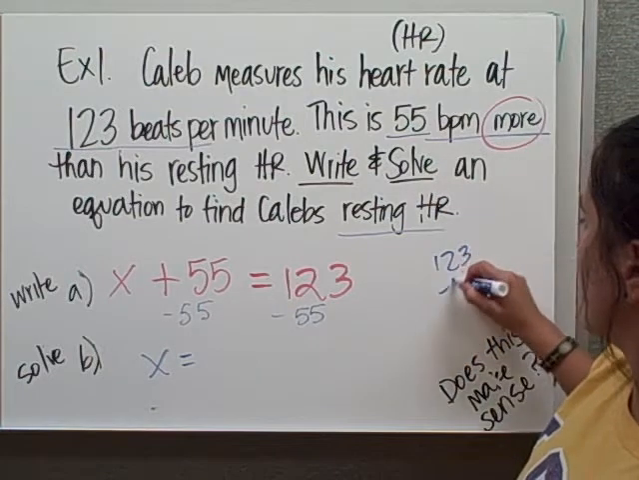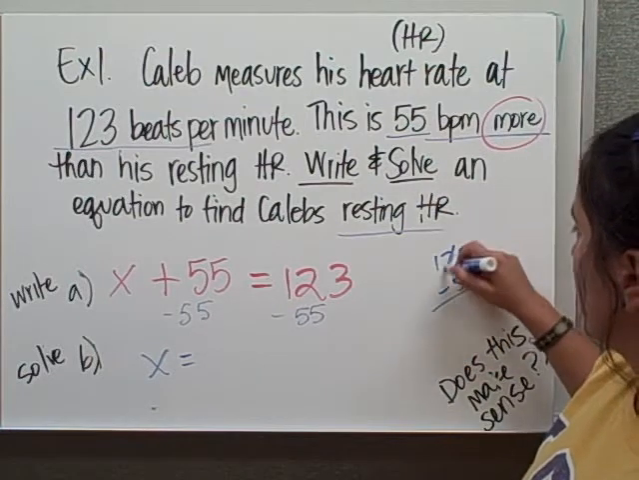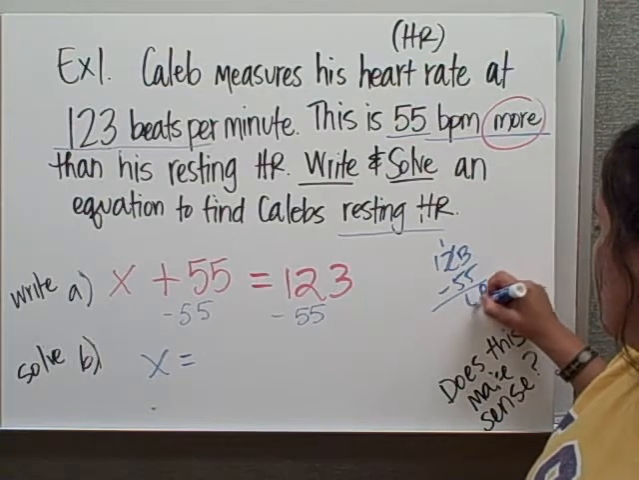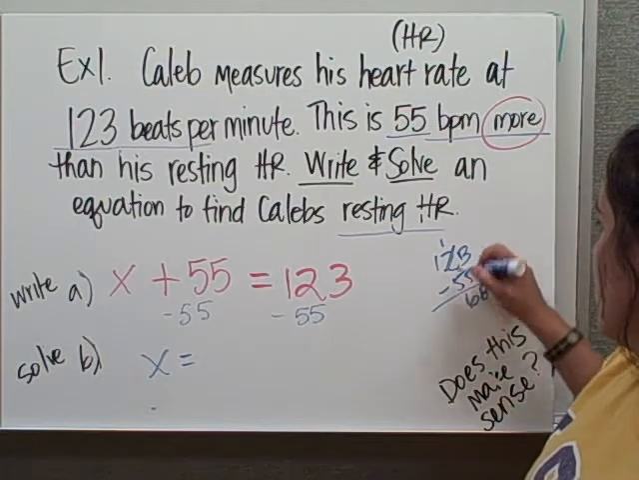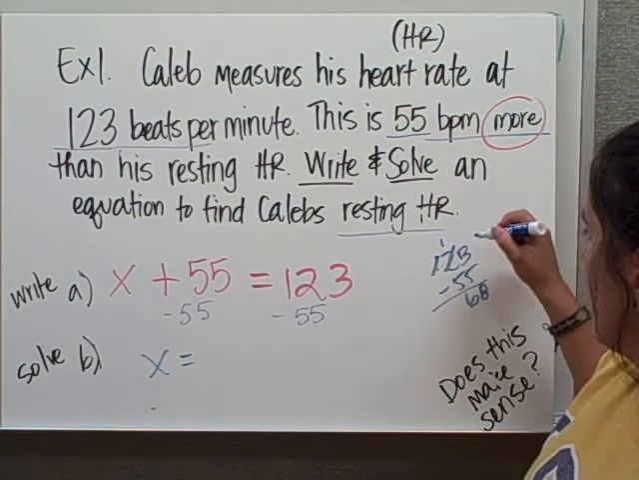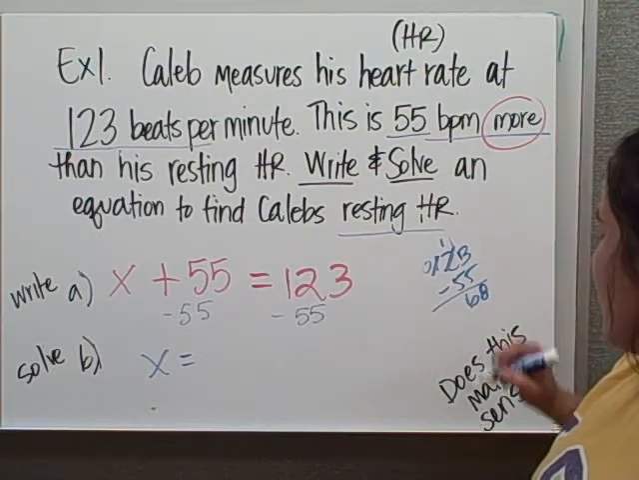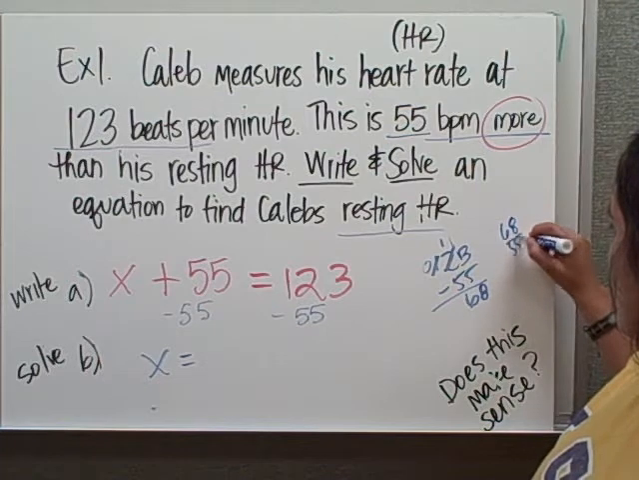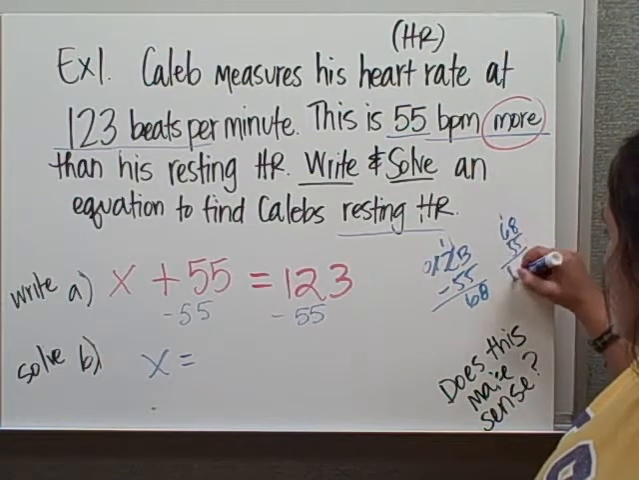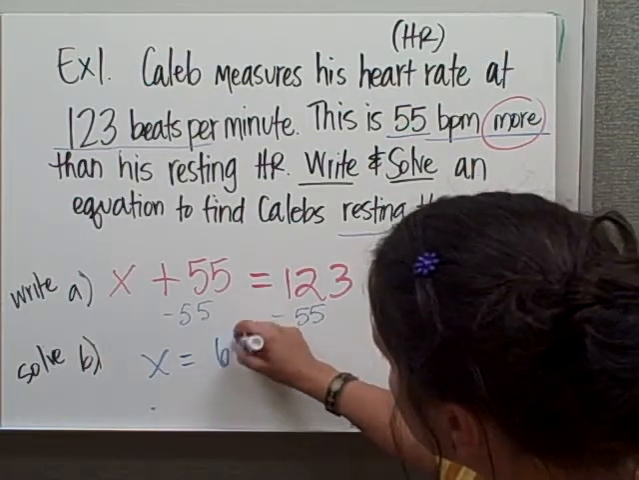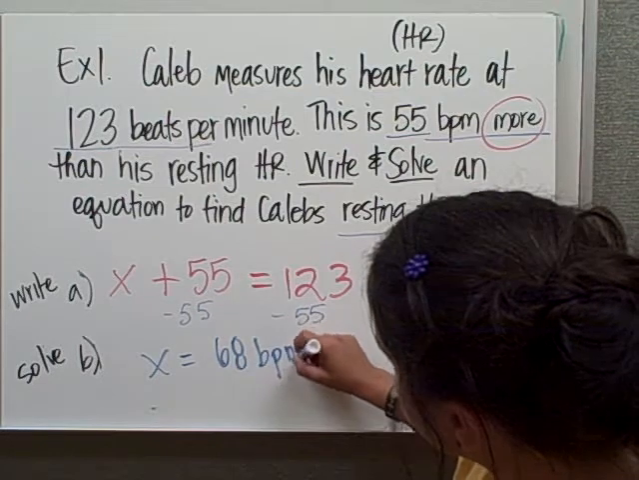And 123 minus 55, I don't have a calculator, let's see, 11 minus 5 is 6, 8. So 68. Is that right? 68 plus 55: 13, carry the 1, 1, 2, yep. So x equals 68 beats per minute.